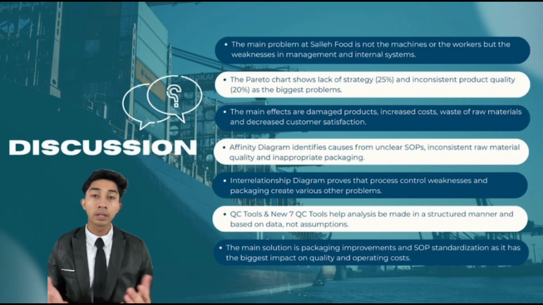Overall, QC tools and new 7 QC tools in company operation are very effective in helping to identify problems and real causes based on data, not assumption, even though they are constrained in terms of data and respondents. So, the main solution proposed is packaging improvement, process standardization through SOP, employee training, and supplier management. This is because the impact given by packaging and SOP is the biggest in terms of quality and operating costs.